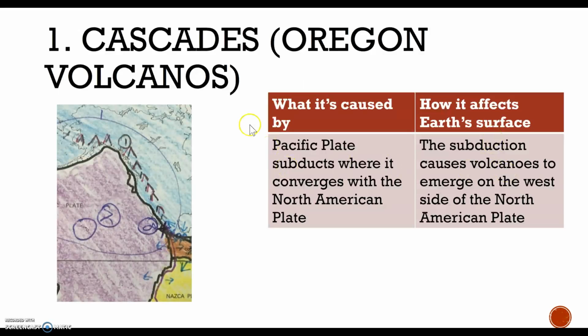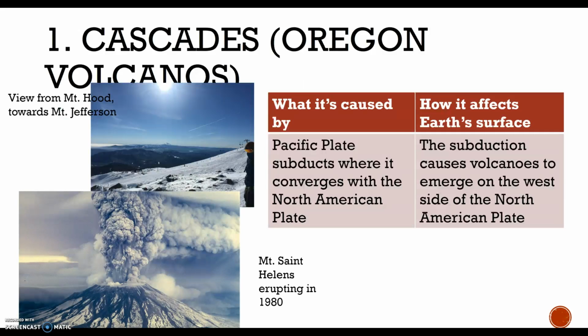Then in the title section, go ahead and write number 1, Cascades, Oregon Volcano. And the second section, what it's caused by. This is what you will write. Pacific Plate subducts where it converges with the North American Plate. And for the last column, you will write the subduction causes volcanoes to emerge on the west side of the North American Plate. Then you have finished the writing section for number 1, the Cascades, Oregon Volcano.